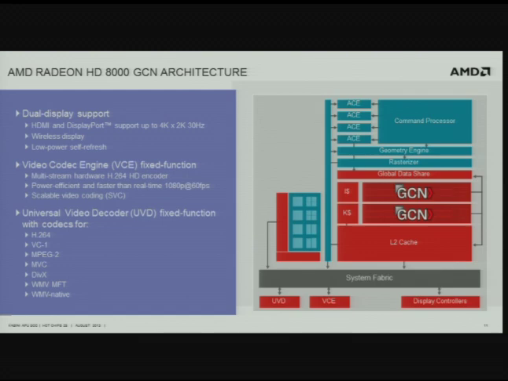The video codec engine is an encoding engine. It's a dedicated accelerator. This allows us to do encode of H.264, for example. And then we have our UVD, our universal video decoder, and this does decode. So the combination of those two can do a full transcode for various applications, ripping and so on.